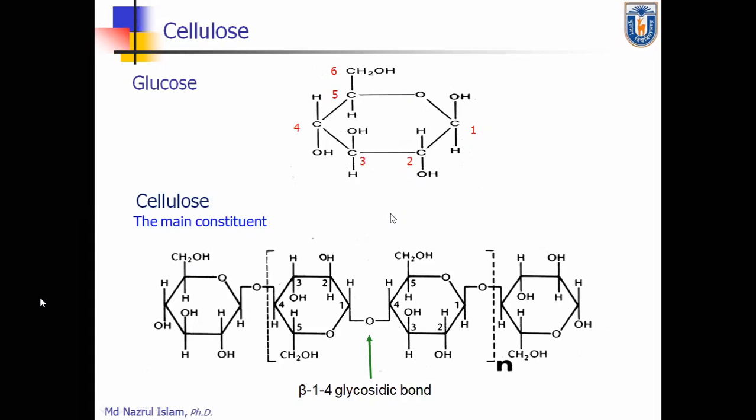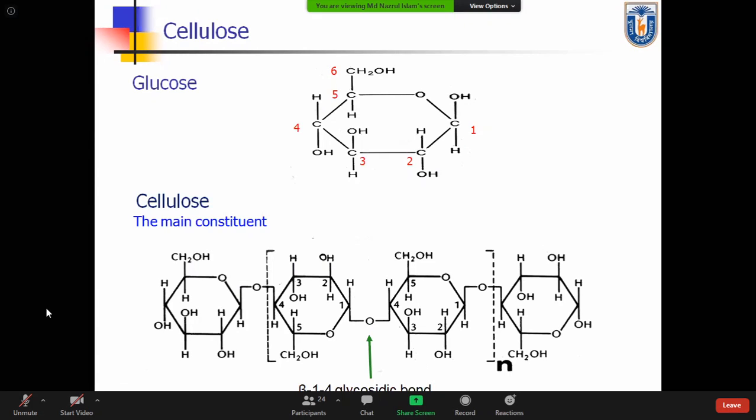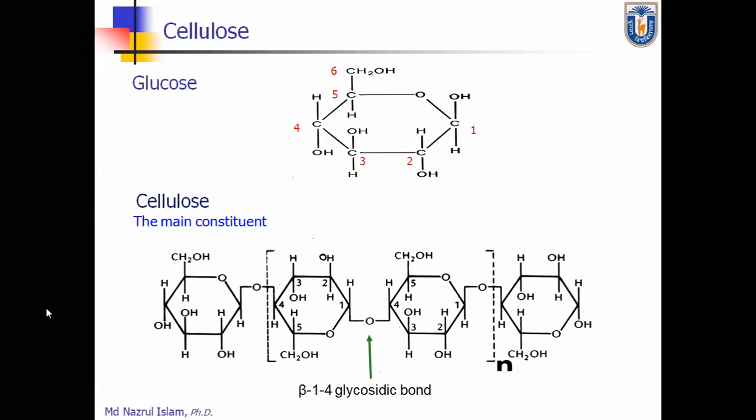When glucose units are joined together, they release H2O. We are saying that is a condensation. If you remember, we discussed condensation and hydrolysis in the first class. The monomer of the cellulose is glucose, because glucose units join together and make the cellulose. When one glucose unit is joined with another glucose unit, it releases H2O, and that forms cellulose.